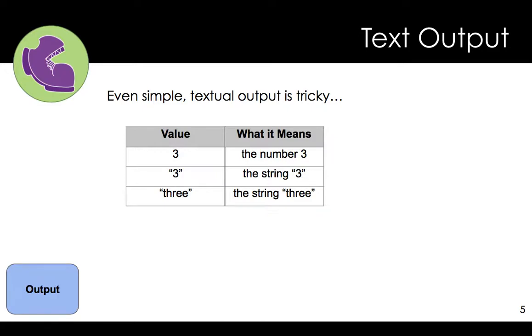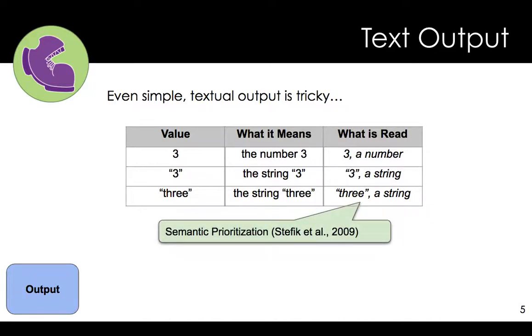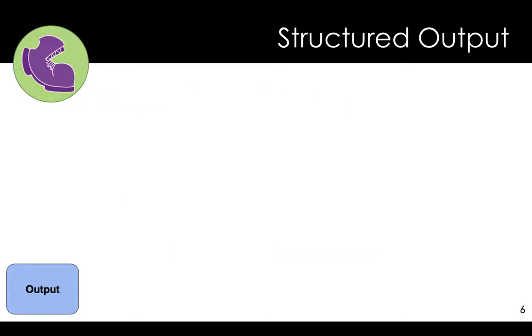A VI user, for example, will hear "3, a number," or "3, a string," and then depending on the settings they've implemented in their screen reader, it might read "3, a string" for the third value, or even "THREE, a string" for that value. You may notice that we've chosen to put the value first and the data type second. This follows some conventions for semantic prioritization, prior work done by Stefik and his team in 2009.